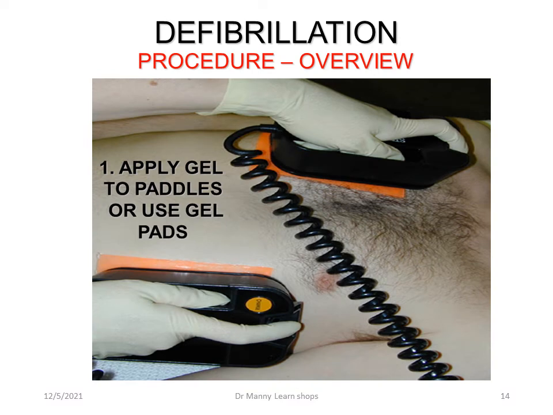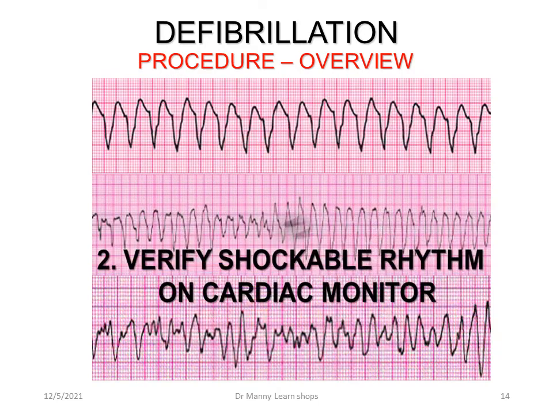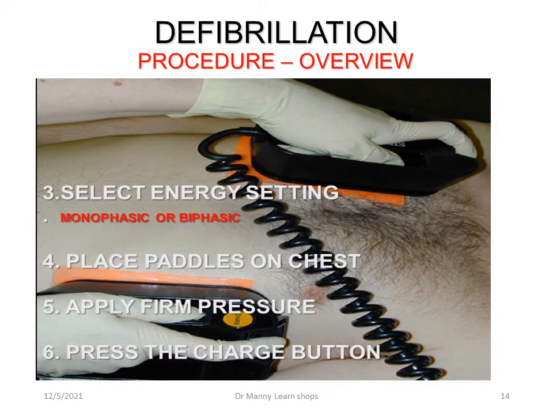Now, the defibrillation procedure is as follows, and this is just an overview. But remember safety. Apply gel to the paddles or use gel pads. Verify that it's a shockable rhythm on the cardiac monitor, which makes sure that it is VT, it is VF, not bradycardia, asystole, sinus rhythm, sinus bradycardia. Select the energy setting. Now you'll have to review that. It's either for monophasic or biphasic. In monophasic, typically we start at 360 joules. In biphasic, we typically start at 200 joules.